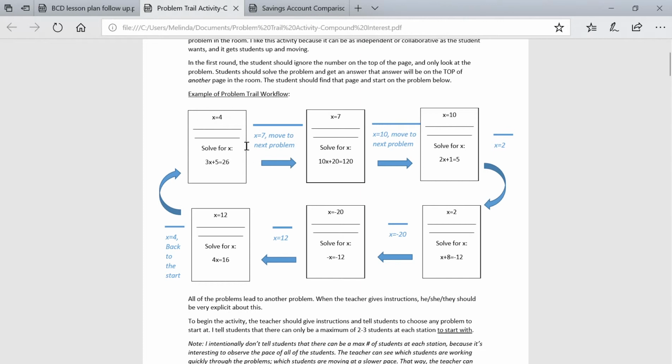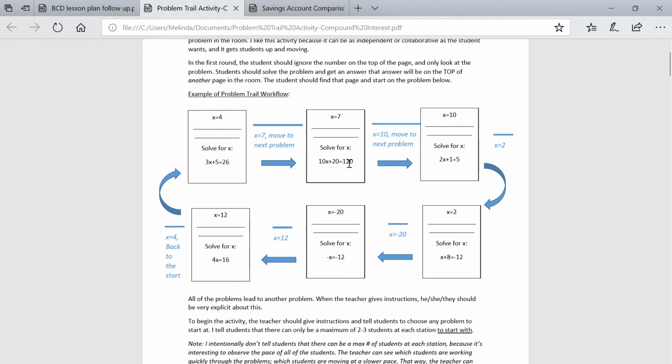Once that student completes the problem, say you're here, you solve the problem, you ignore this top section here, and you find your answer. So 3x plus 5 equals 26. We figure out that x is 7. So we move on, we find the worksheet that says x equals 7. And that's the indicator that we need to go across the room to find this worksheet.